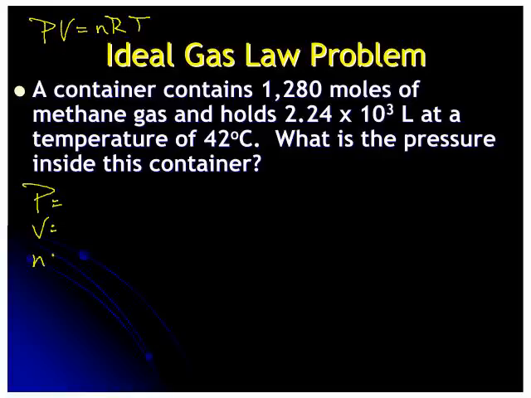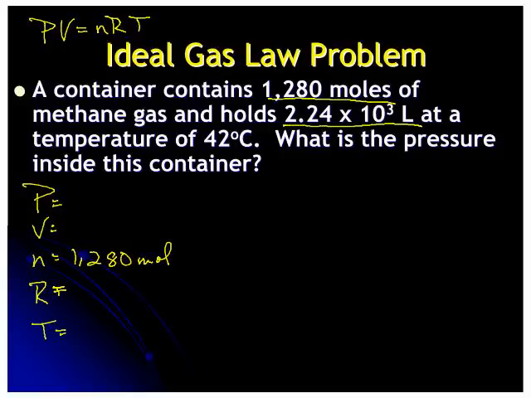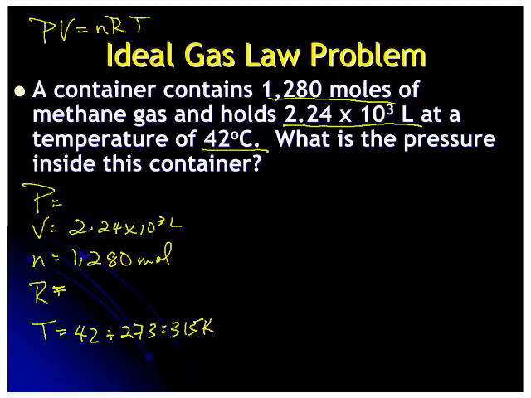So again, make a list of your units. Since it's an ideal gas law container, pick out what we know. We know the number of moles, right there, 1.280 moles. We've got our liters. Our liters is volume, 2.24 times 10 to the third liters. Temperature, 42 degrees Celsius. So we have to change 42 degrees Celsius into Kelvin. So we add 273 to it and we get 315 Kelvin.